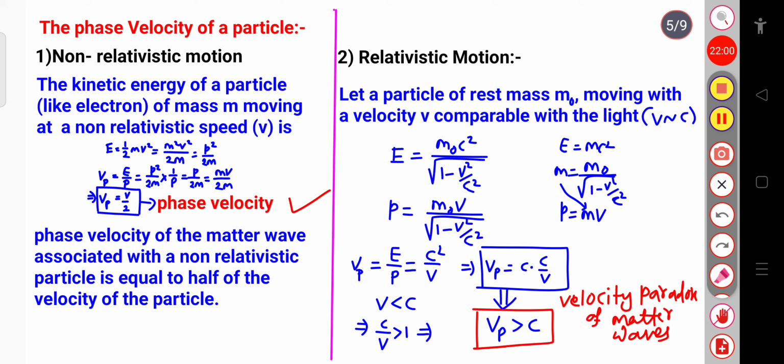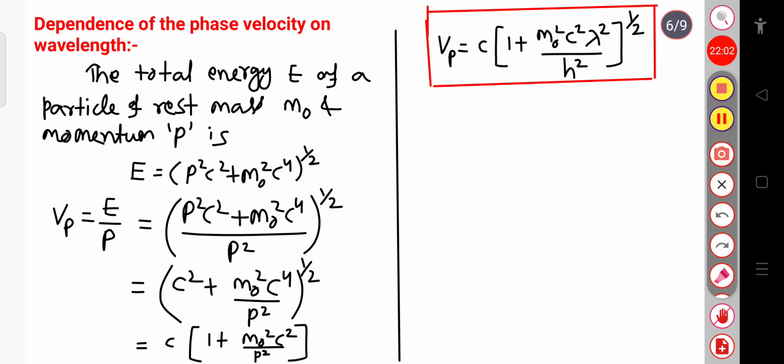And finally, we have calculated the phase velocity relation with the wavelength. This is all for today.